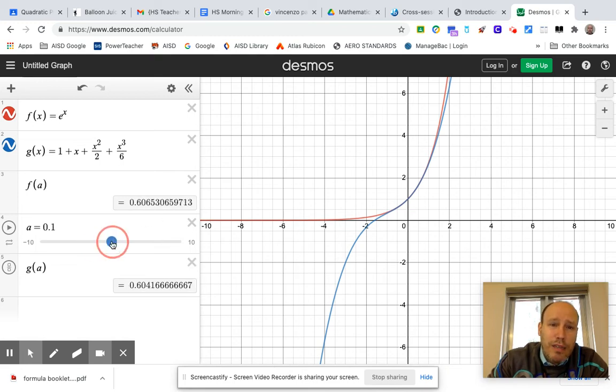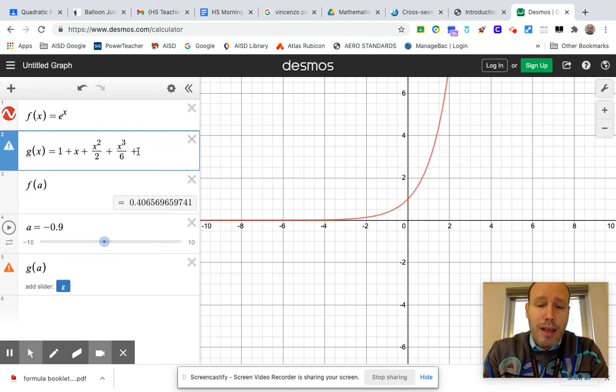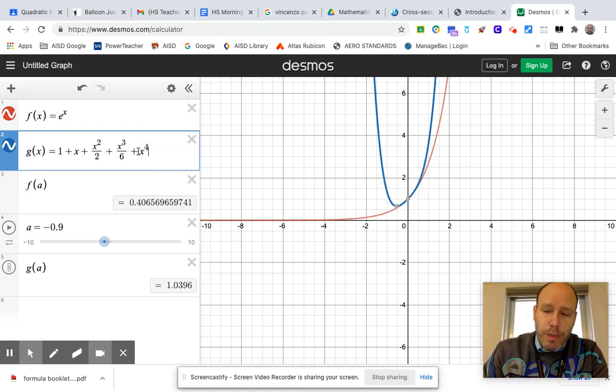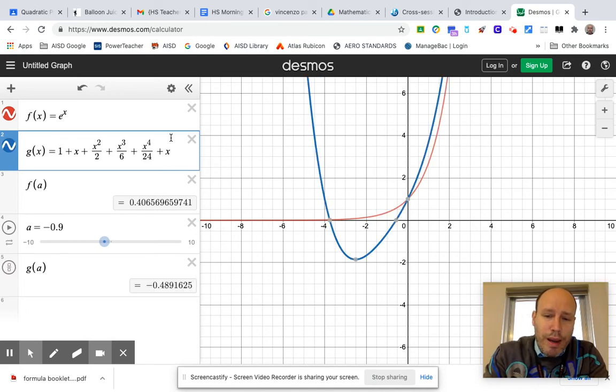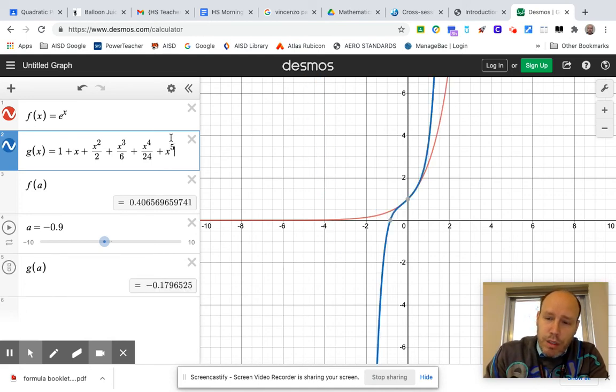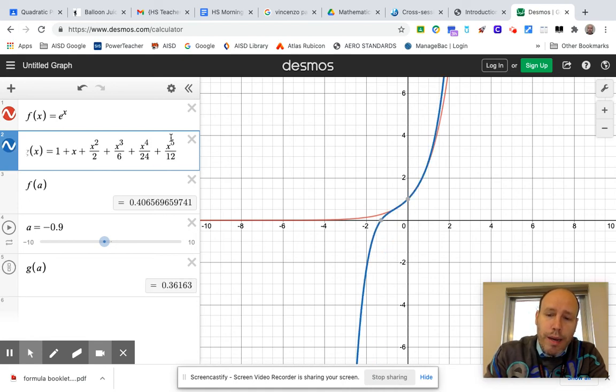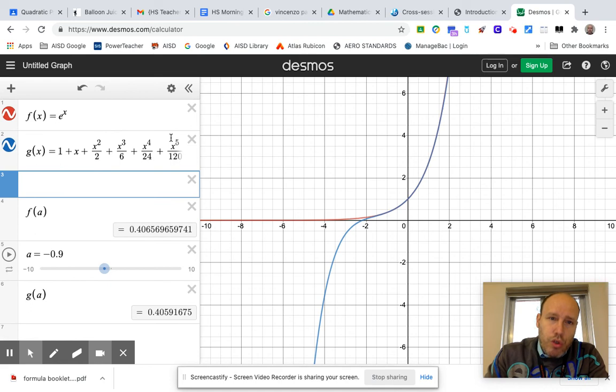And the idea is for the Maclaurin series, the more we expand it, the greater the range. So for example, let's take the next term, plus x raised to the 4th divided by 24. And so we brought it closer together. If I add another term, x raised to the 5th divided by 120, the more terms we get, the more we can expand our range of the x values of the polynomial that correspond to the actual exponential function.